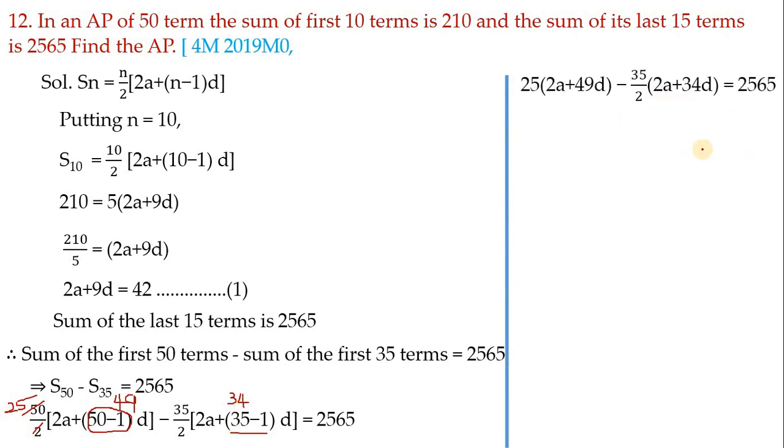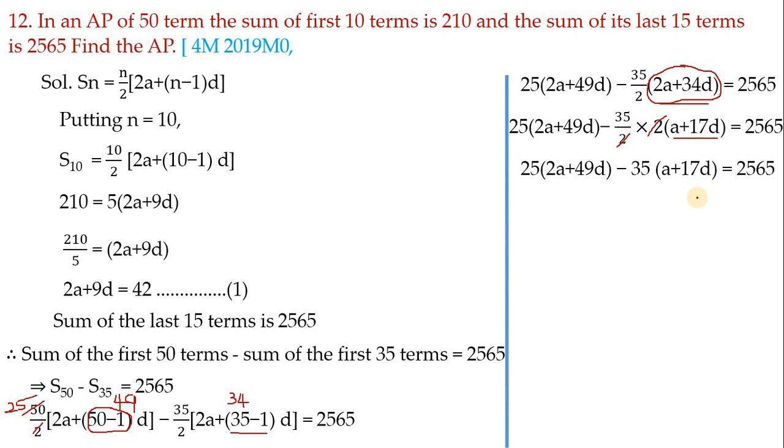Now look at here, in this 2a plus 34d, we can take 2 as a common factor. So if we take 2 as common factor, in this place we get a plus 17d. Now here 2 and 2 get cancelled, and what is left out? Write all those things as it is.